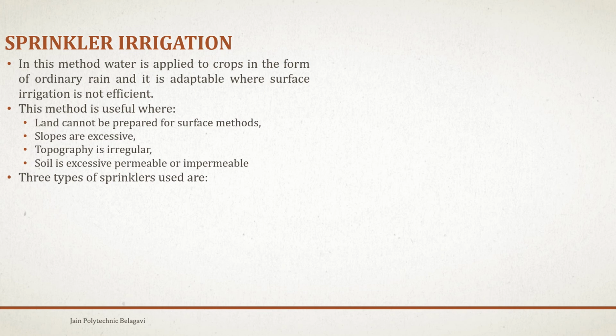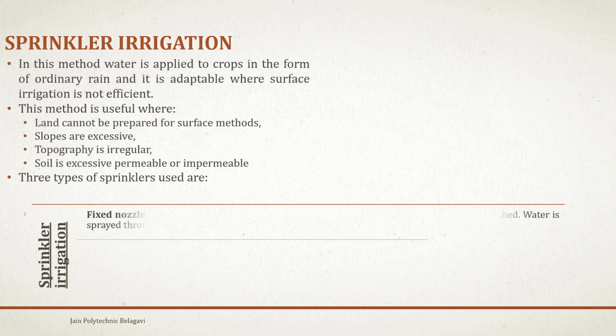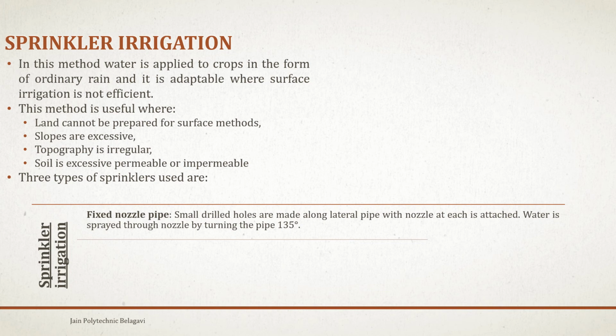There are three types of sprinkler being used nowadays. So for sprinkler irrigation, one is the fixed nozzle pipe. In this, small drilled holes are made along the lateral pipe with a nozzle attached at each. Water is sprayed through the nozzle by turning the pipe 135 degrees.